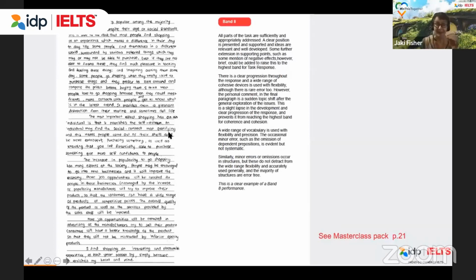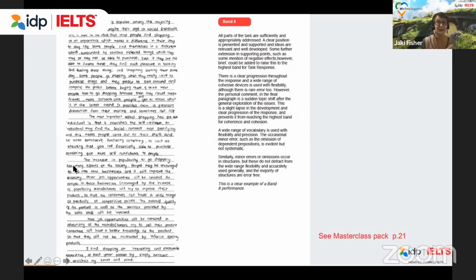Okay, now the first, you have to talk about the effect on individuals, right? So here's one effect. The most important effect it has on individuals is it nourishes self-esteem. Okay, so that's one reason. And then they expanded on the reason. So gave kind of like an example. And here's another reason. Oh, sorry, that's the effect on individual. Now here's an effect on society. Remember we had to talk about that?